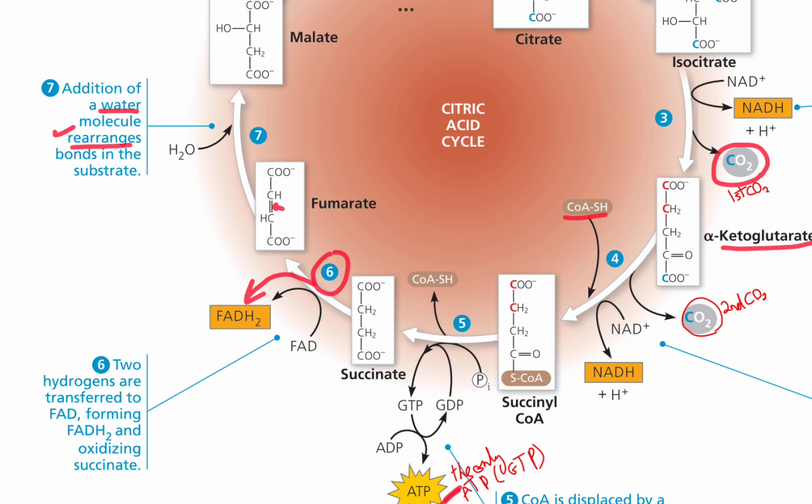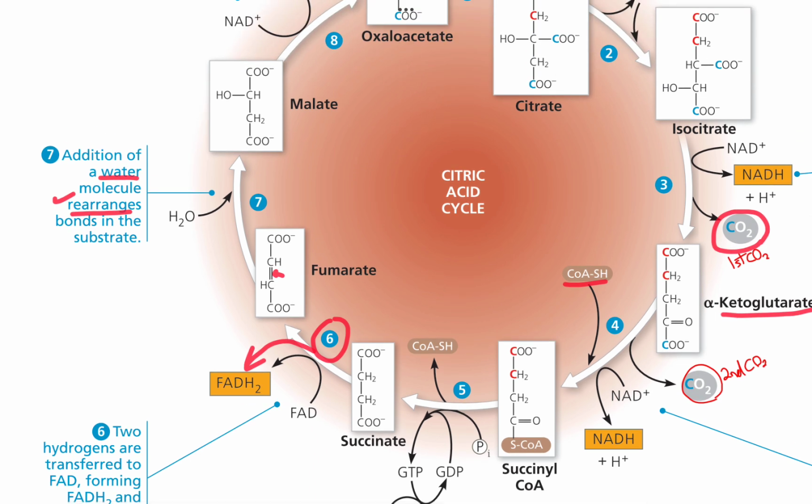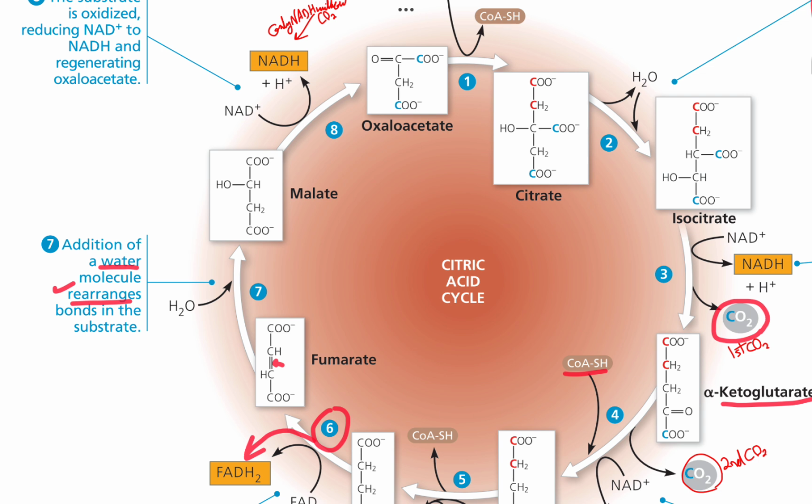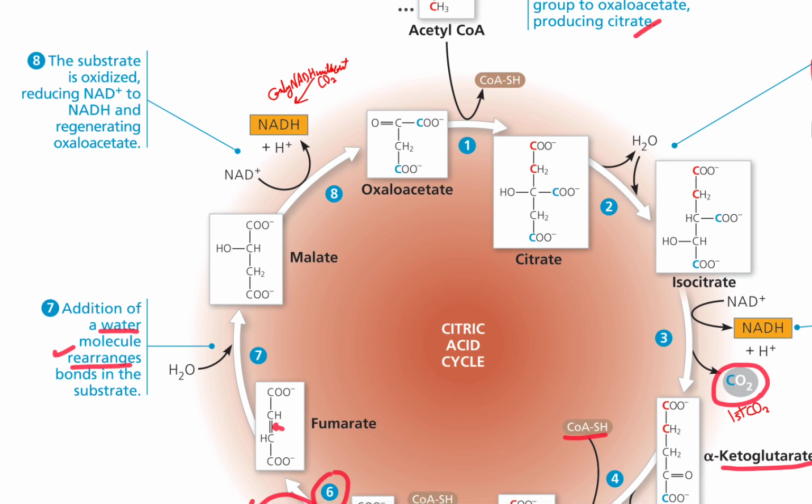Fumarate will change its form, rearranging the bonds using water into malate, and malate in the eighth step will reduce NAD plus into NADH without ejecting CO2, as opposed to the third and fourth step. And now, after the malate is oxidized, it becomes oxaloacetate, and the cycle will continue.